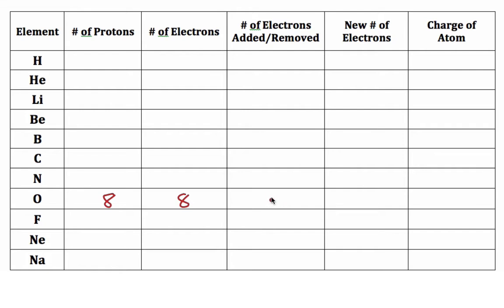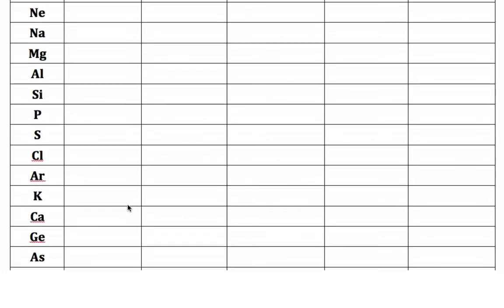It needs 2 more electrons, or it could lose the 6. So it's going to try to gain 2 more electrons, which would then give it a total of 10 electrons. This gives oxygen a charge of 2 negative, because it has 2 more electrons than it does protons. Let's look at another example.